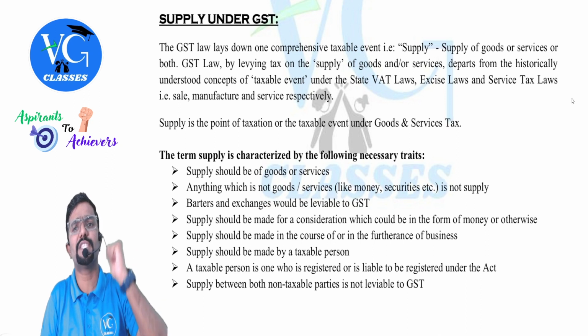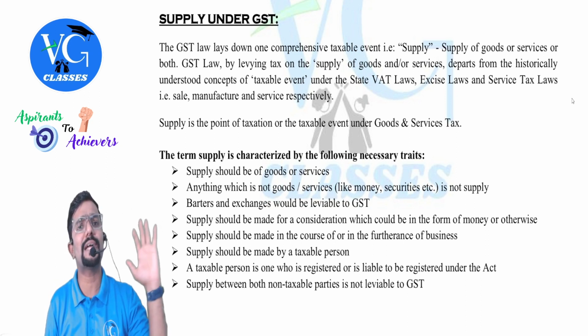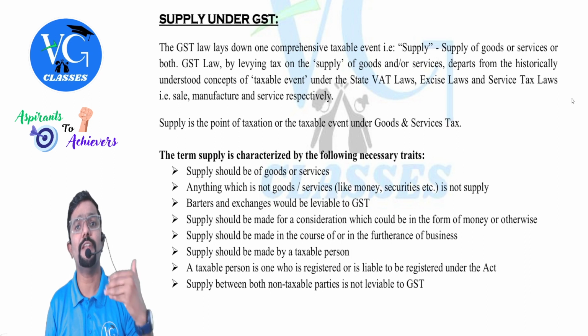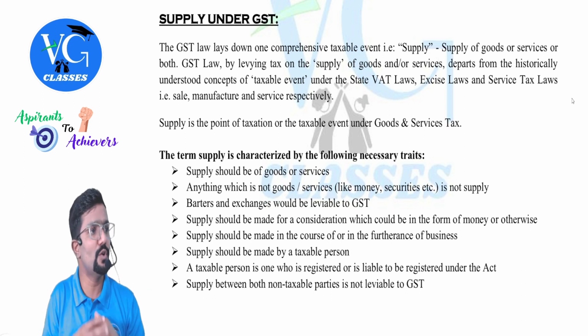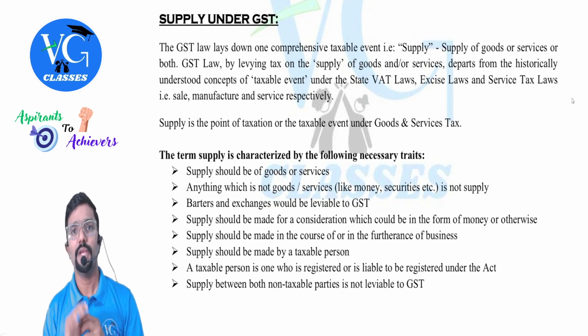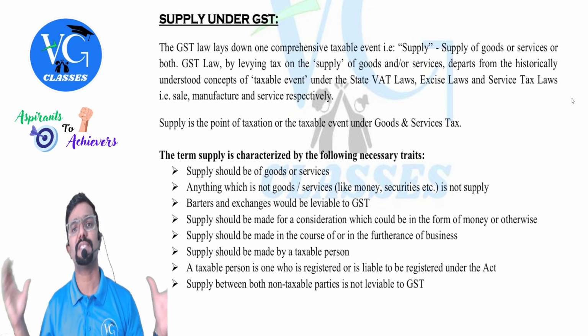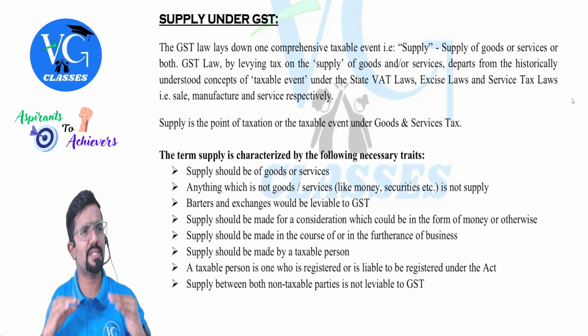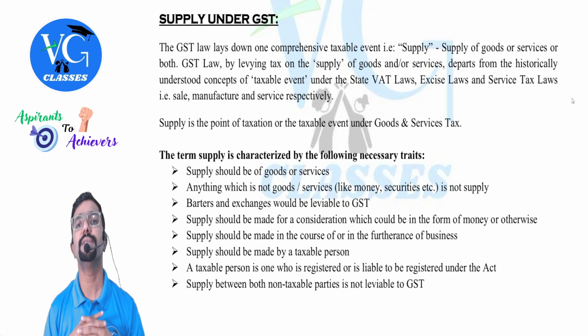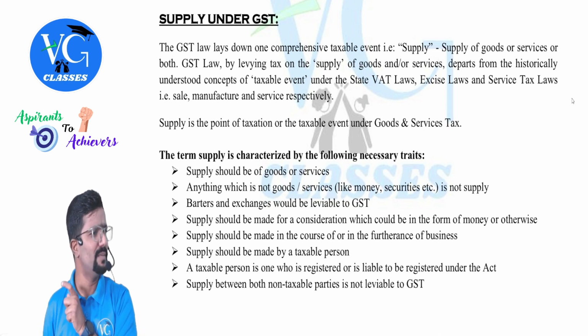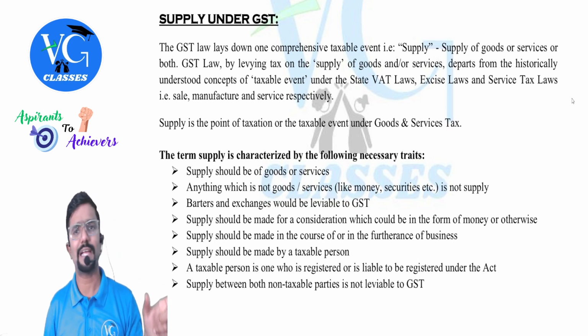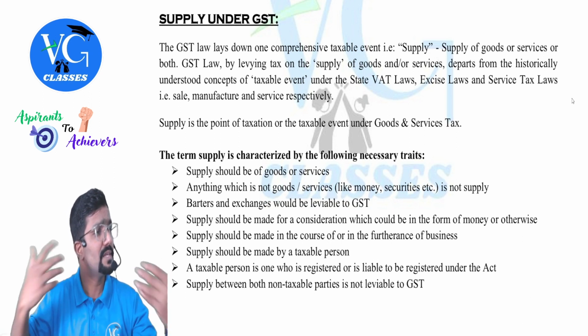Guys, previously we learned yesterday in chapter 1, there were a number of taxable events. For example, before 1st July 2017, if I manufacture goods, I was supposed to pay excise duty. If I sell the goods within the state, I was supposed to pay VAT. If I sell the goods outside the state, I was supposed to pay central sales tax. If I provide services, whether within the state or outside the state, I was supposed to pay service tax. So there were a number of taxable events. Manufacture is a taxable event. Sale of goods within the state is a taxable event. Sale of goods outside the state is a taxable event. Service is a taxable event.